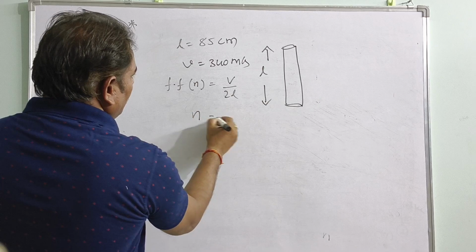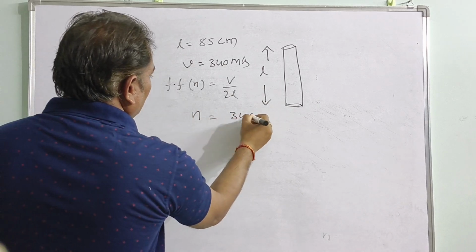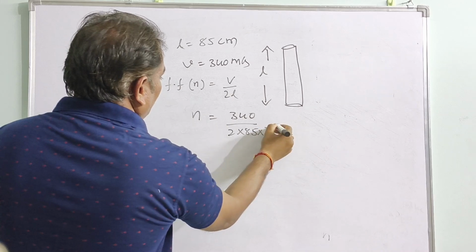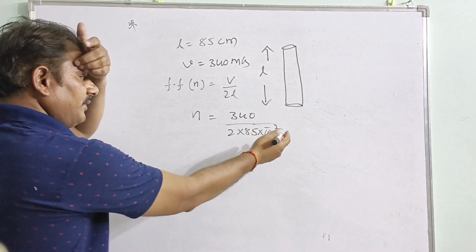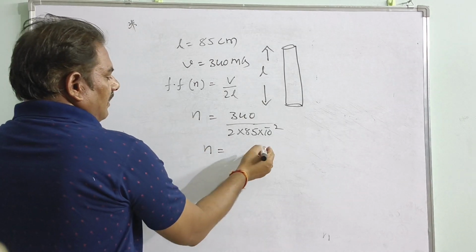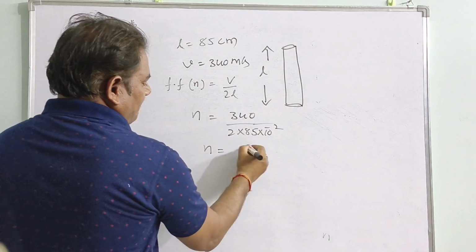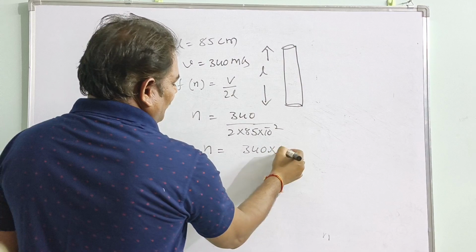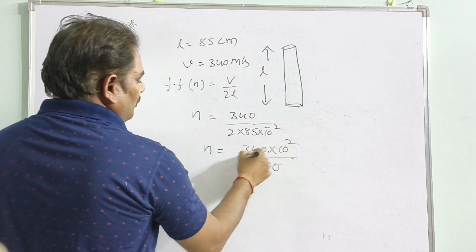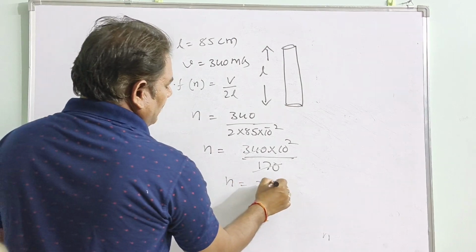So that is equal to 340 by 2 into 85 into 10 power minus 2. So that is equal to, let us do the calculation, 340 into 10 square by 170. So 2 ones are 2, so that equals 200 hertz.